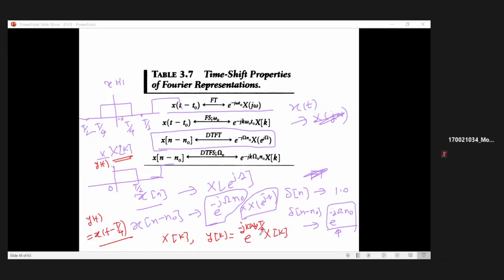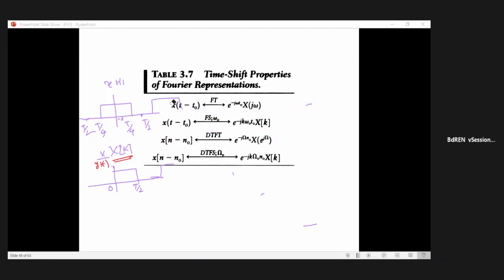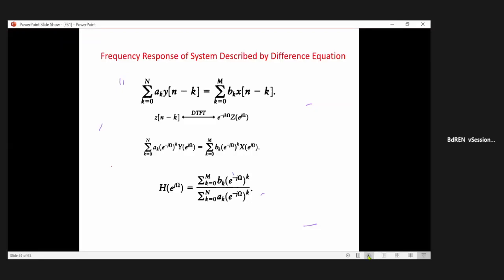Yes, sir. So this is very easy to determine. You can go either way. If someone shifts to the left, accordingly this factor should be determined. This is illustrated here. You try to look at it. I have already discussed the thing.